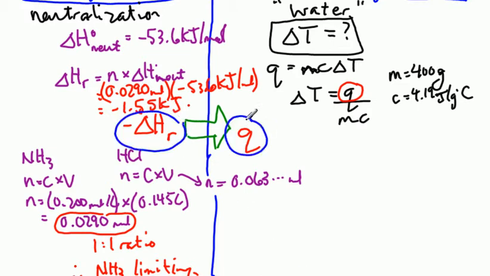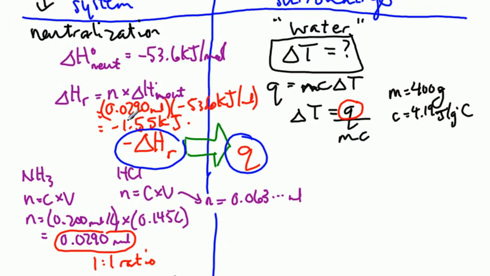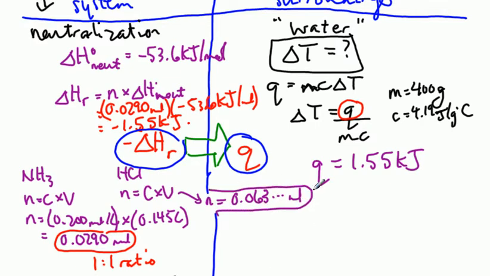Okay, so we've got our ΔH, which means we've got our Q. That's how we relate our system to our surroundings. Our neutralization is going to release 1.55 kilojoules of energy, and that's going to be absorbed by the water. So we can take that back over here and we can say that Q will be equal to 1.55 kilojoules. I've changed that to a positive value because the heat's being absorbed over here. It's endothermic, what's going on with the water. And so now we can solve for ΔT.